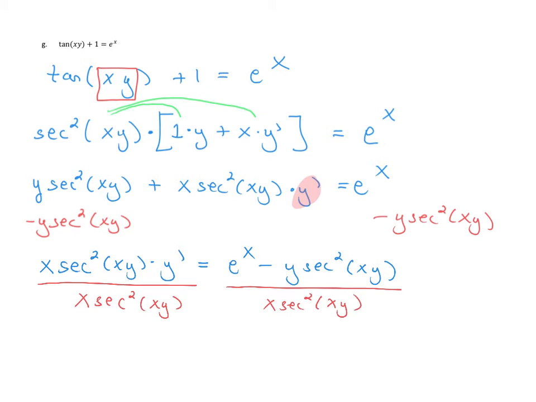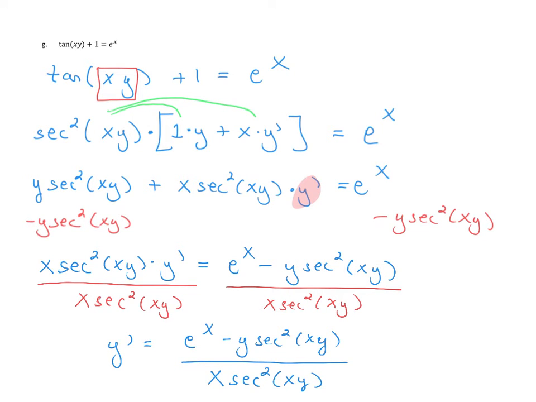And I have my answer. Y prime is e to the x minus y secant squared of xy all over x times secant squared of xy. And that is it.